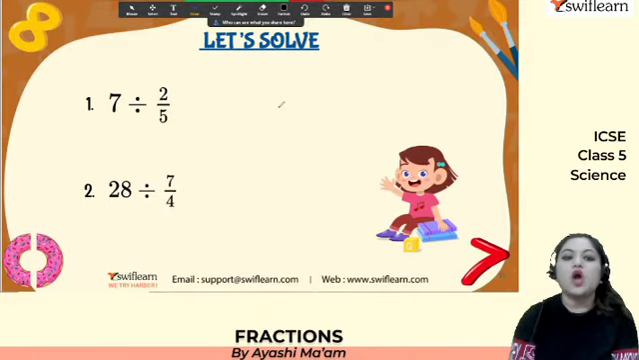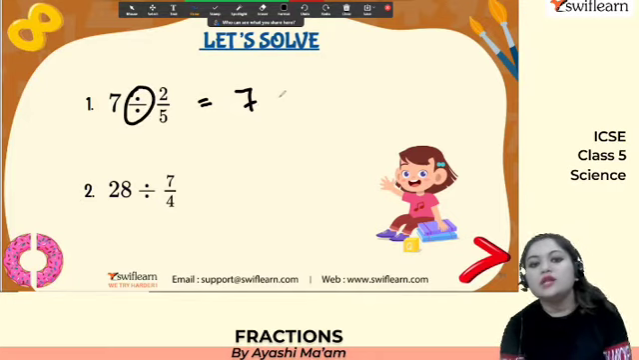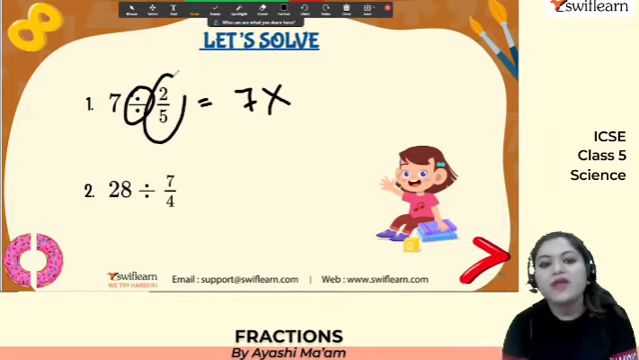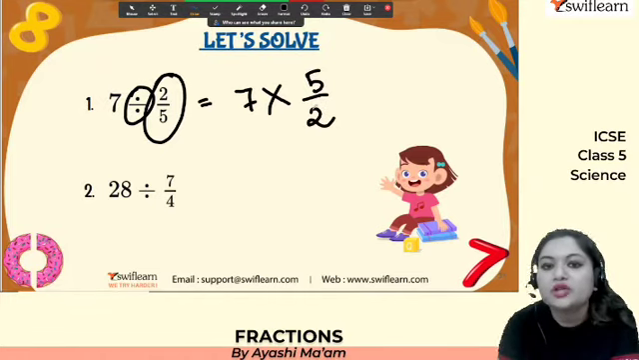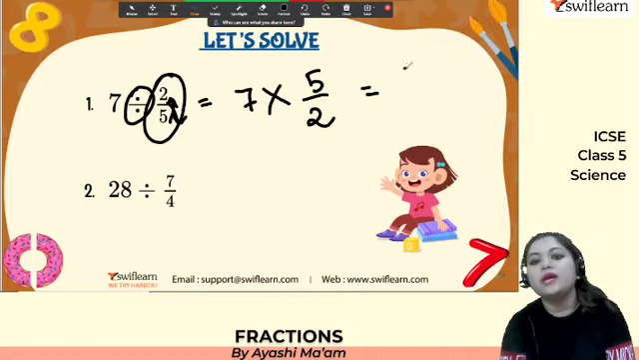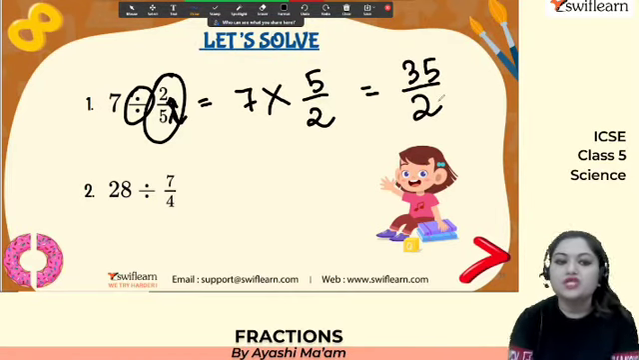Let's solve this problem. 7 divided by 2 by 5. The division will turn into multiplication and then we take the reciprocal of 2 by 5. What is the reciprocal? 5 by 2, right? 5 will go upwards, 2 will go downwards. So it becomes 35 by 2. That is the answer, 35 by 2.